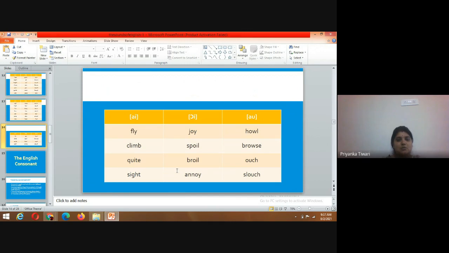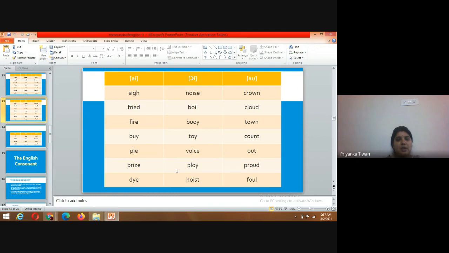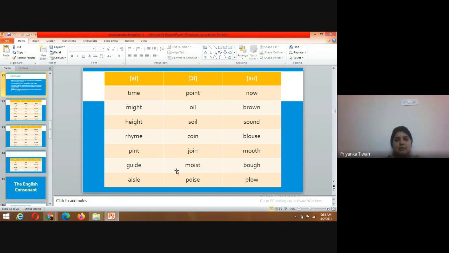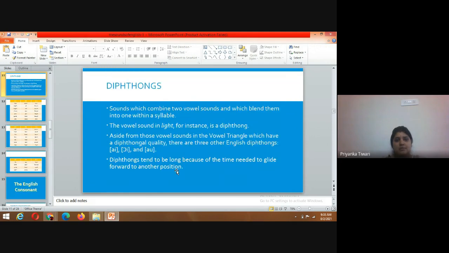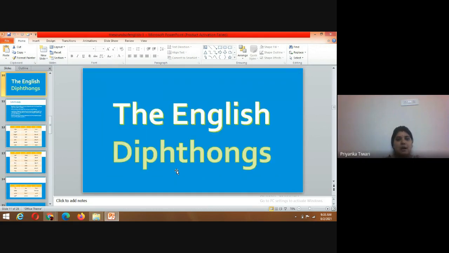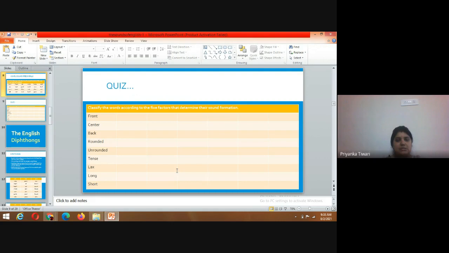We have discussed sounds of a, sounds of o, and sounds of ow. Sounds of I, and sounds of oi and ow. With diphthongs also we have discussed sounds which combine two vowels and blend them into one within a syllable, like the vowel sound in light, and the English song we have completed.